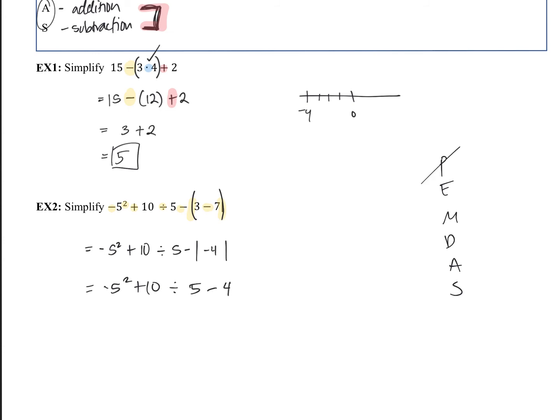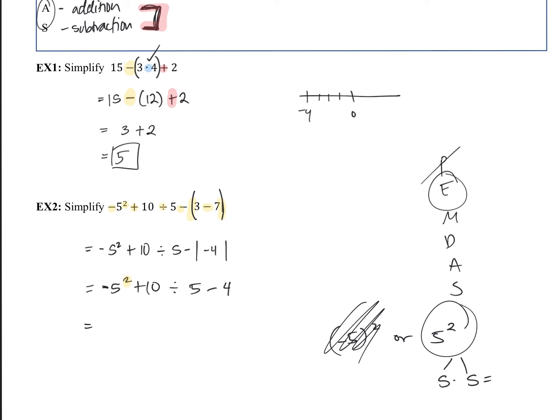Okay, so we've done the parentheses. Now, any exponents? Yeah, we got an exponent. We have that 2. Okay. We have to be careful, though. Notice, what is the base of the item being squared? Is it -5 squared, or is it just 5 squared? The answer is, it is just 5 squared. We don't have those parentheses. So, what is 5 squared? Well, that's just supposed to be 5 times 5, which is, yeah, 25.